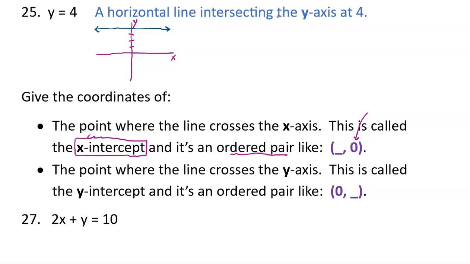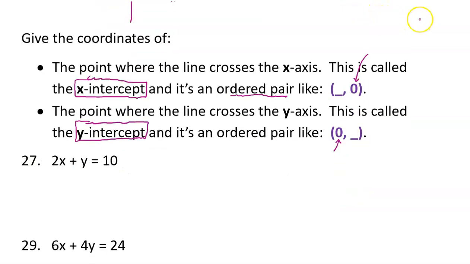Now the second thing we're asked for is the point where the line crosses the y-axis. This one's called the y-intercept point. It's going to have an ordered pair. But because it's a point on the y-axis, we know that its x-coordinate is going to be a 0. Okay, so let's do this. For each question, we have to find two different points. One of them is called the x-intercept. The other one we have to find is called the y-intercept.